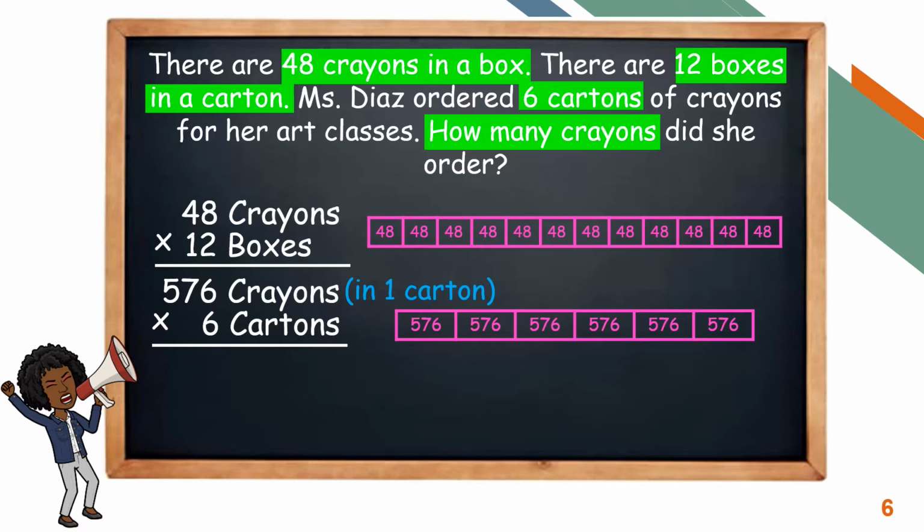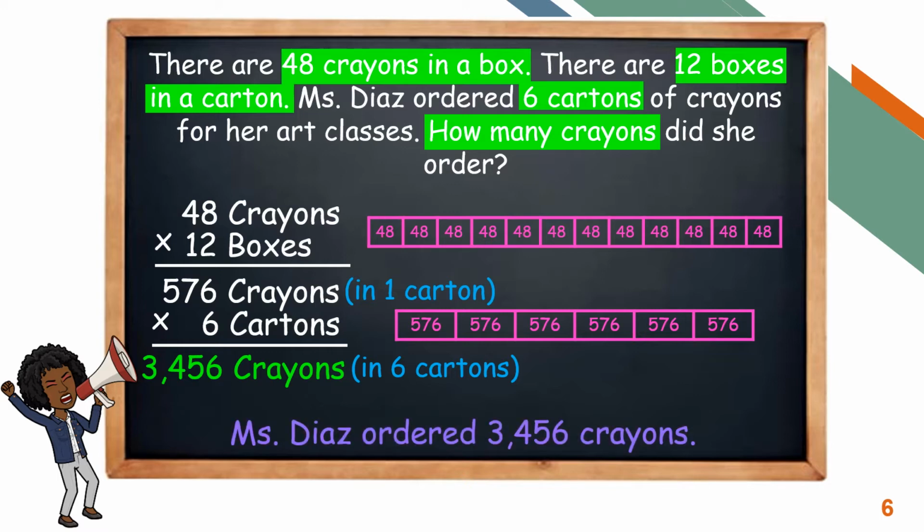576 times 6 equals 3,456 crayons. So Miss Diaz ordered 3,456 crayons. Does my answer make sense?